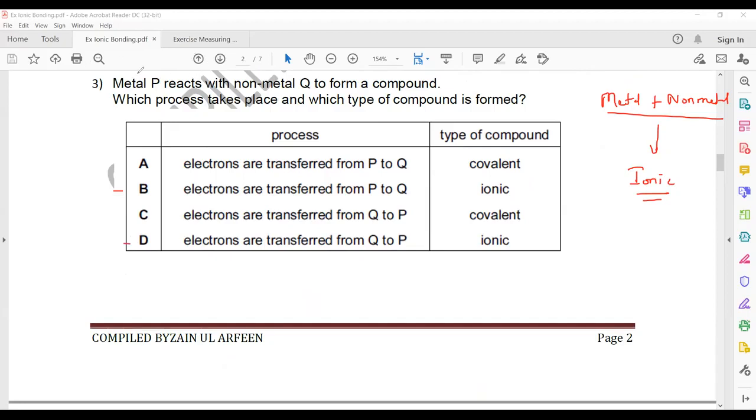And then what happened, because metal is there, the metal tends to lose electrons whereas the non-metal tends to gain electrons. So the electron is transferred from metal to non-metal. So it will transfer from P to Q. That's why B will be the right answer. As the electron transfers from a metal to a non-metal, the metal will form a positive ion, whereas the non-metal will form a negative ion.